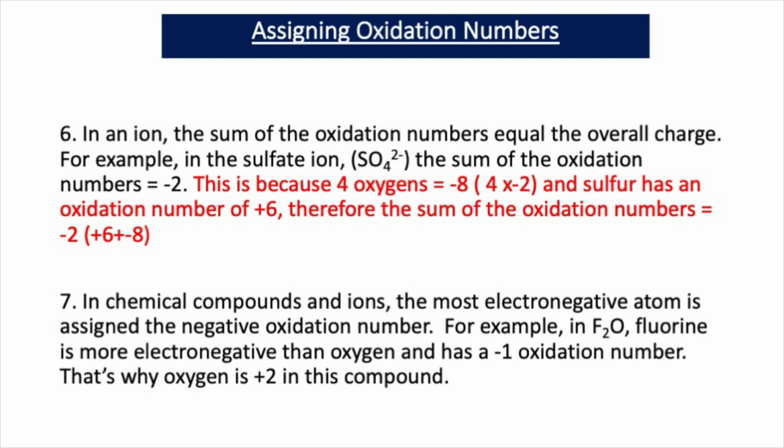Now the last rule you have to remember is that in chemical compounds and ions, the most electronegative atom is assigned the negative oxidation number. So for example, in F2O, fluorine is more electronegative than oxygen, and therefore it's fluorine that has a -1 oxidation number here. So with 2 fluorine atoms here, it has a total of -2 for its oxidation number. So therefore the oxygen in F2O must have the unusual oxidation number of +2.